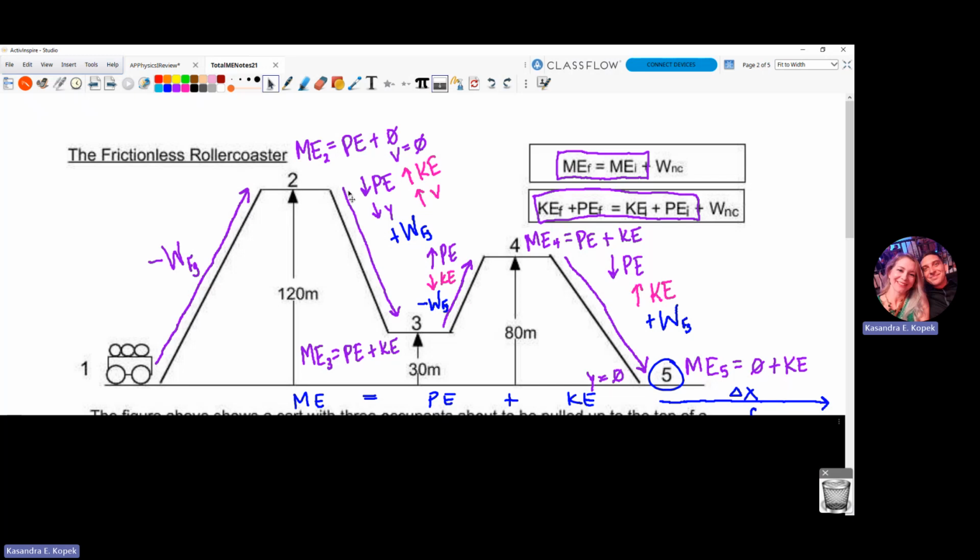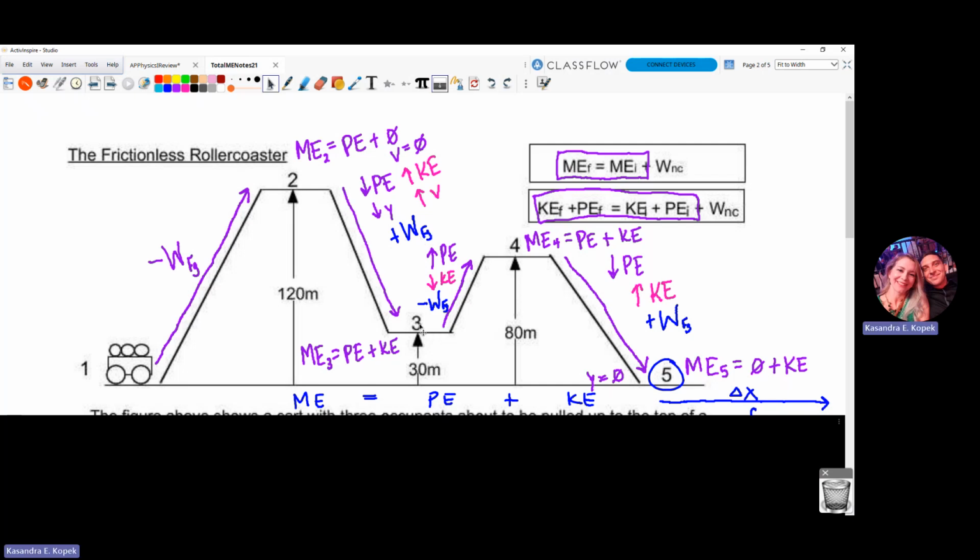Then once I start moving down the hill, my potential is going to decrease because my height is decreasing. Well, where does that energy go? It's going to go into kinetic energy. And that should make sense because now I'm speeding up, my velocity is increasing, so therefore my kinetic energy is increasing. Remember, when we go with gravity in the same direction, it's going to be positive work done.